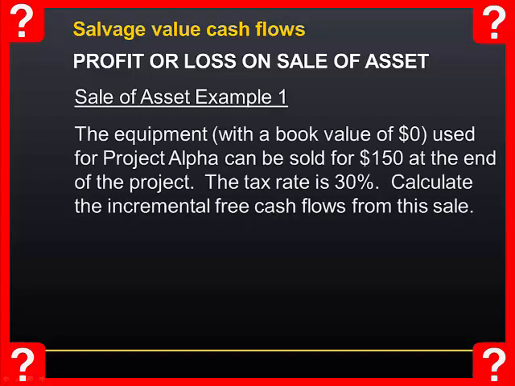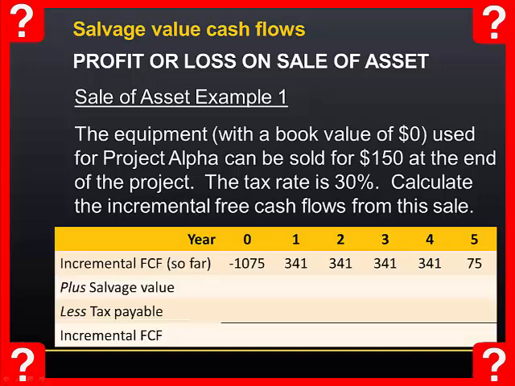Returning again to Project Alpha, the equipment has a book value of 0 and can be sold for $150 at the end of the project. The tax rate is 30%. What are the incremental cash flows from the sale?